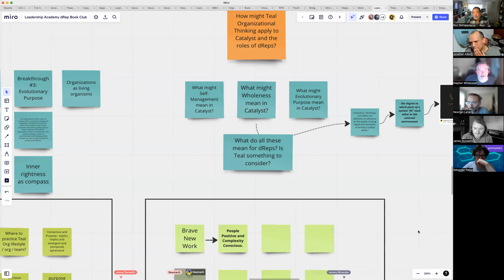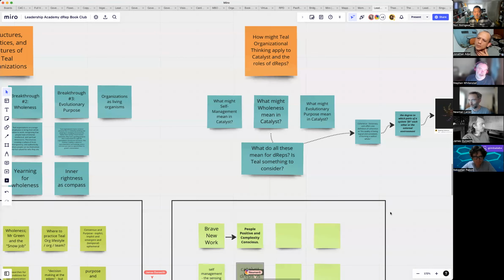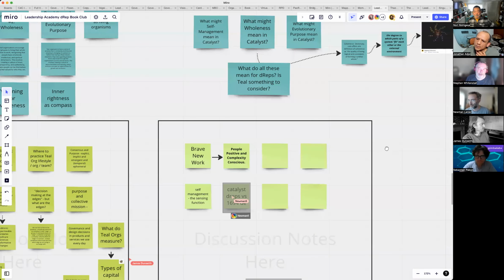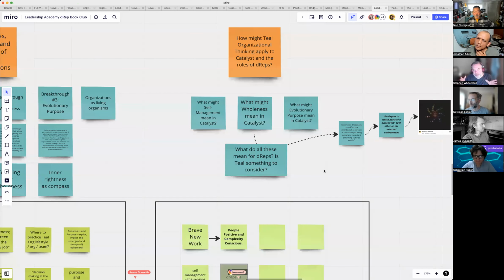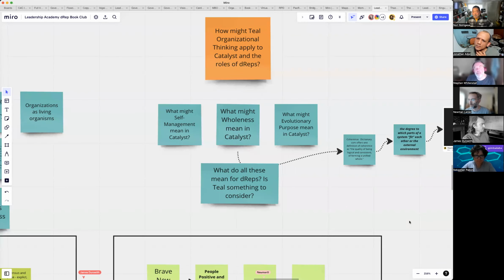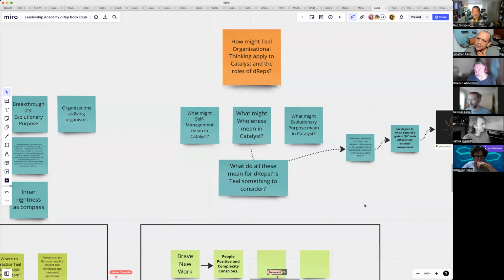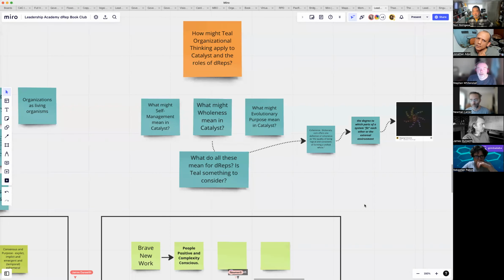Yeah, I mean, I think it's a hard question. I think experiments need to be run. I'm also contrasting here the Catalyst dReps with the 1694 dReps, which are a very different beast. The Catalyst dReps, the intention is to attempt some kind of mitigation of plutocratic voting, so it does have that context, which may be more amenable to Teal, if you think of it in that way.